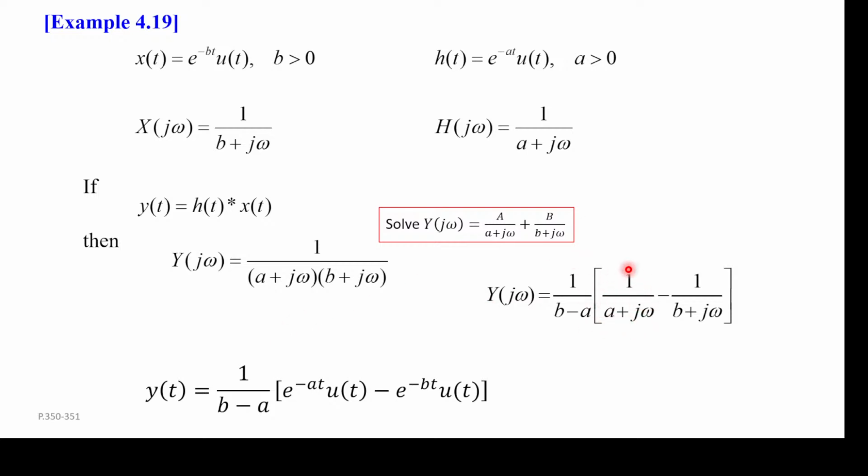because we know the inverse Fourier transform of 1 over a plus j omega is e to the minus at times u of t, and the inverse Fourier transform of 1 over b plus j omega is e to the minus bt u of t. And then A and B are just coefficients, so we just write them down the same here. So the y of t is 1 over b minus a, times e to the minus at u of t minus e to the minus bt u of t. And obviously you can also get this by doing the convolution of those two signals.